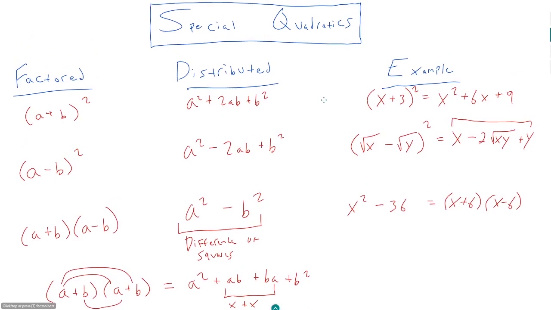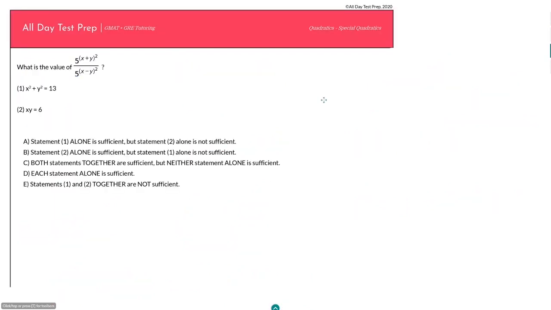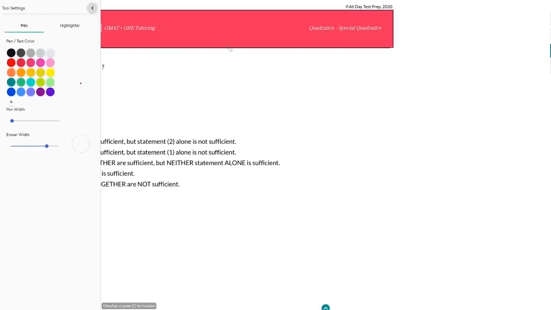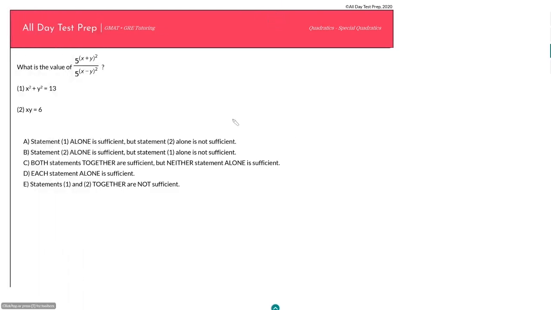Let's do a problem now, testing what we learned. What is the value of 5 raised to the x plus y squared over 5 raised to the x minus y squared? So one thing I think I said earlier was usually with quadratics, if they give you the factored form of a quadratic equation, it probably means you have to put it in its distributed form. And if they give you the distributed form, it probably means you got to put it in its factored form. So we'll do that here.